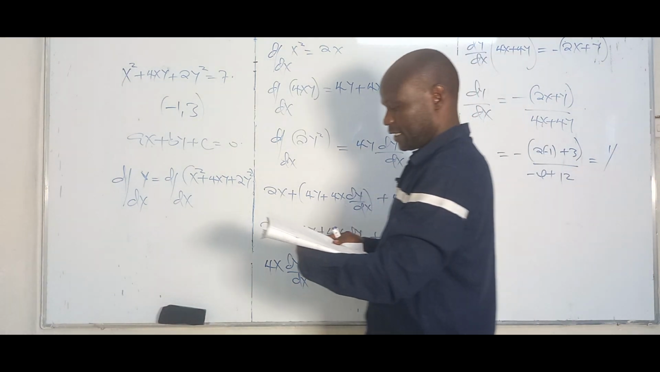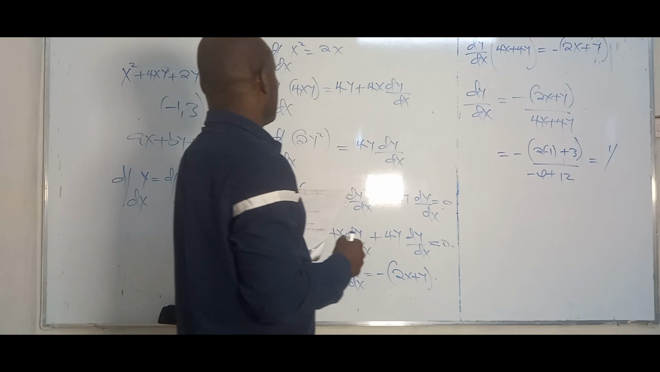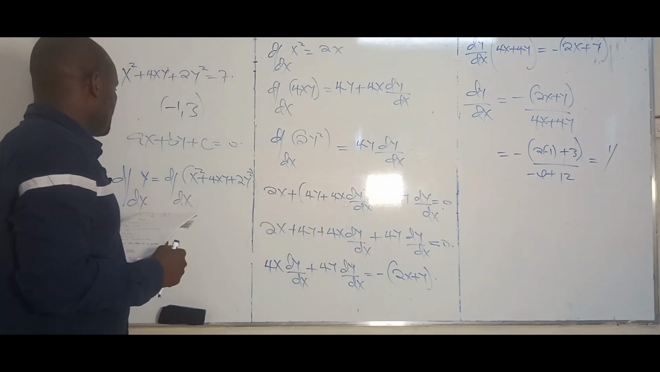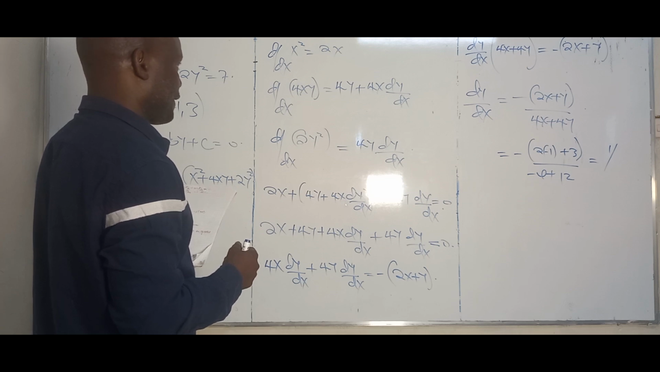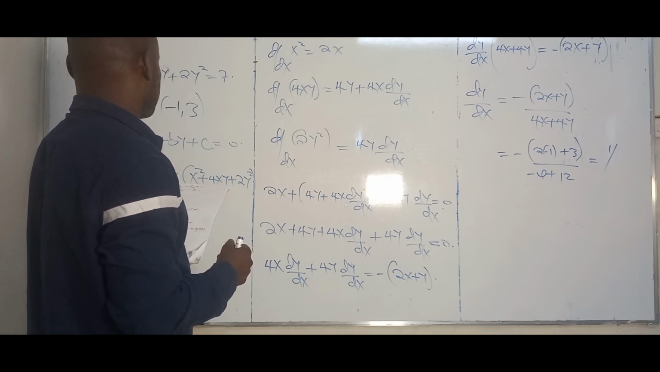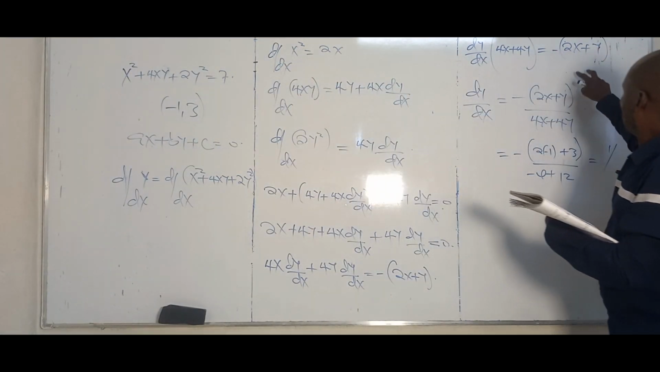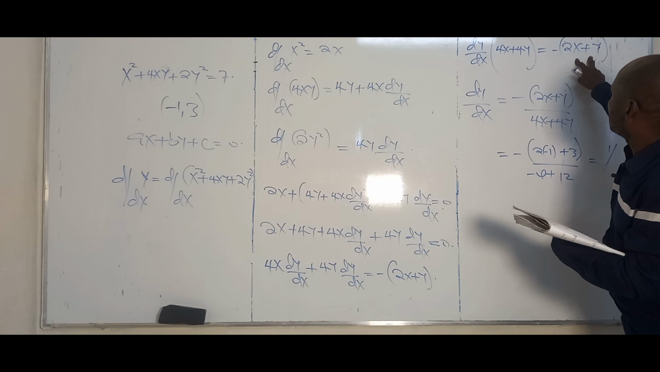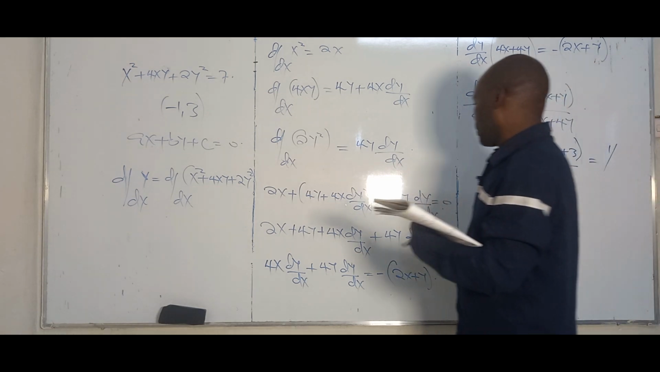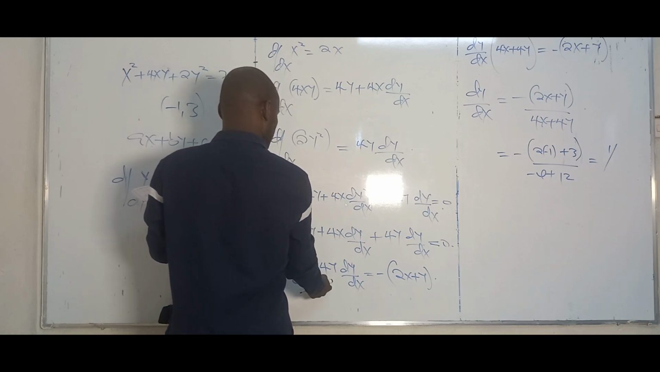Did I just do the right thing with my substitution? Let me see. Looks like there is something amiss somewhere. So where did we get 2x plus y? We said this is equal to 2x plus y. Where did this come from? It comes from here. And where did that come from?